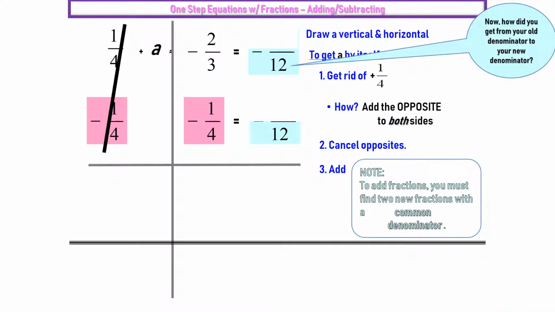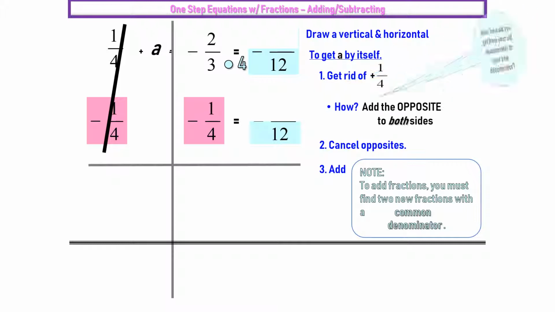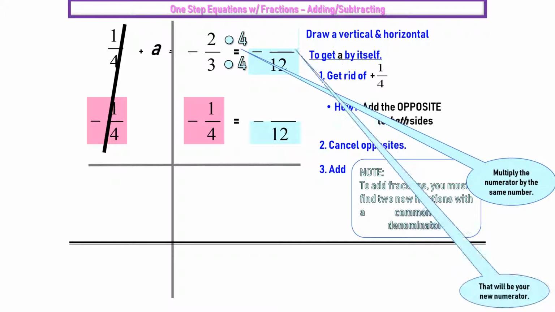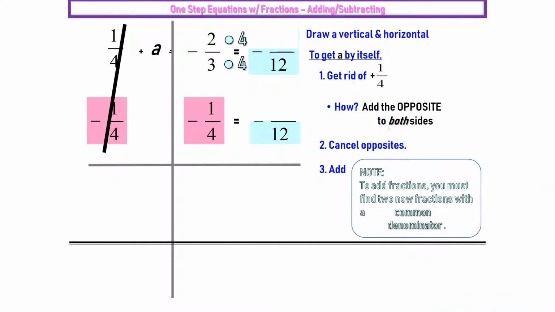Now, to find our new numerator, we have to examine what it is we did to get from our old denominator to our new denominator. Well, we multiplied by 4. So if we multiply the denominator by 4, we're going to multiply the numerator by 4 as well. So that's going to make our brand new numerator -8.